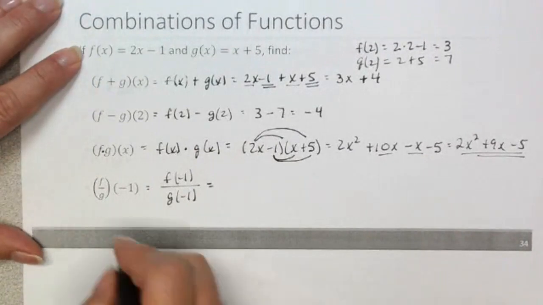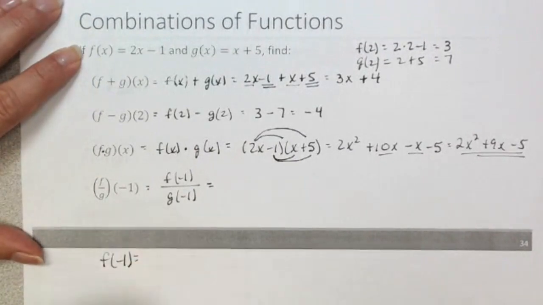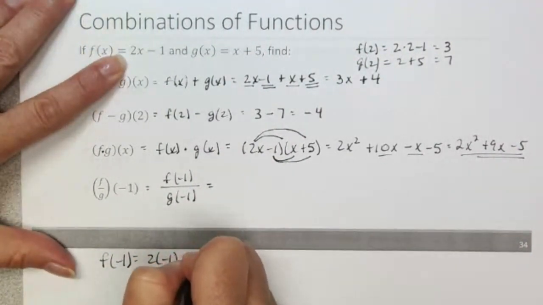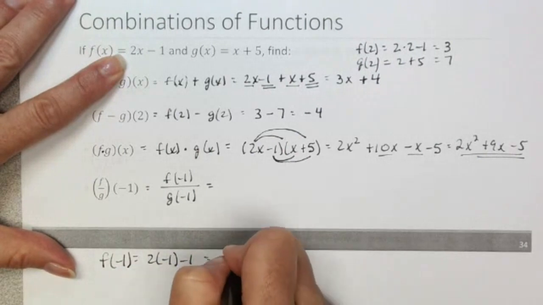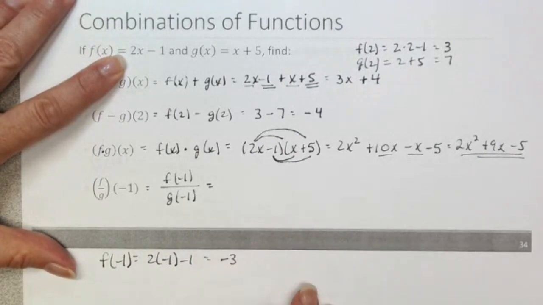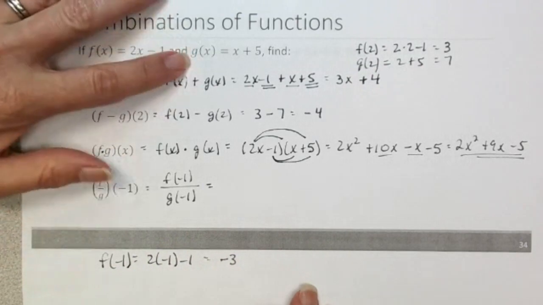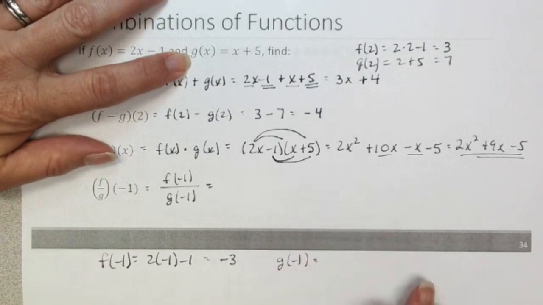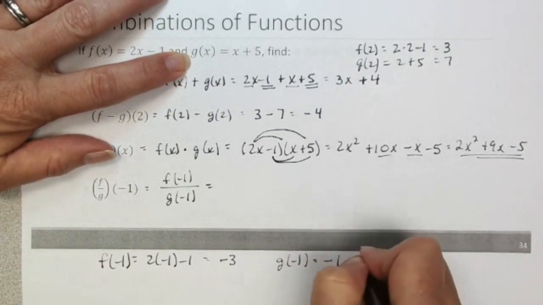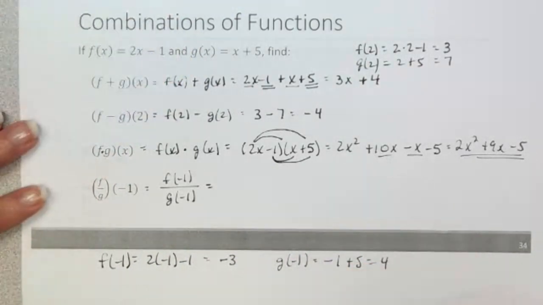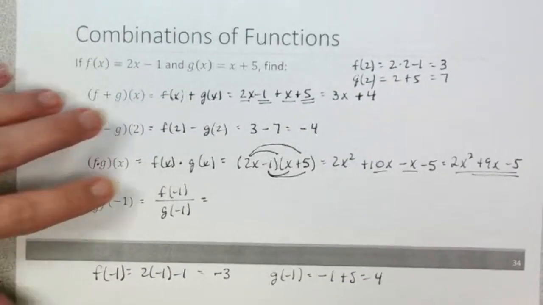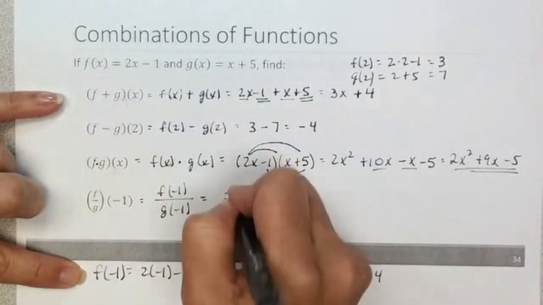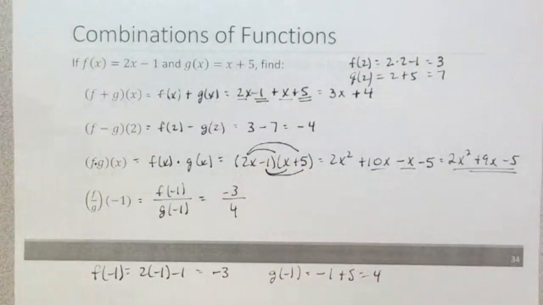Let's see, f of negative 1, that's going to be, put negative 1 in for the x, so 2 times negative 1 minus 1. That'd be negative 2 minus 1, or negative 3. Now let's find g of negative 1. Put negative 1 in for x, so that's just going to be negative 1 plus 5, or 4. All right. So f of negative 1 divided by g of negative 1 is going to be negative 3 divided by 4, or negative 3/4.